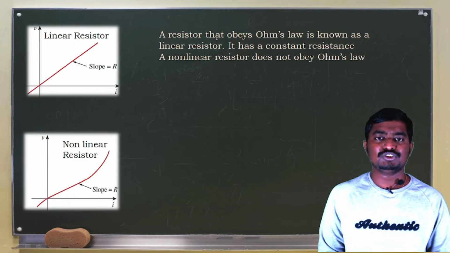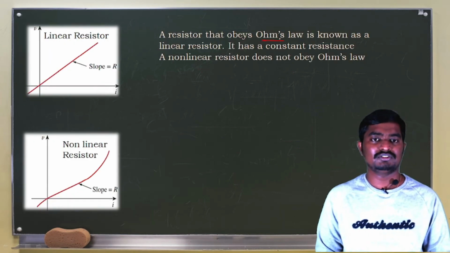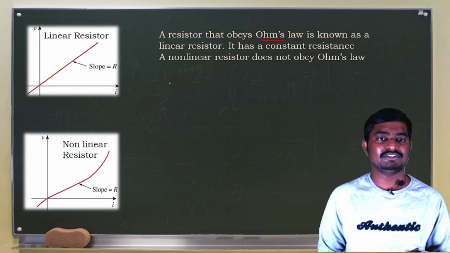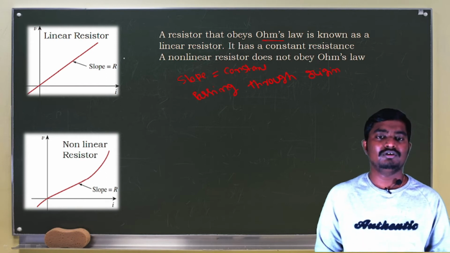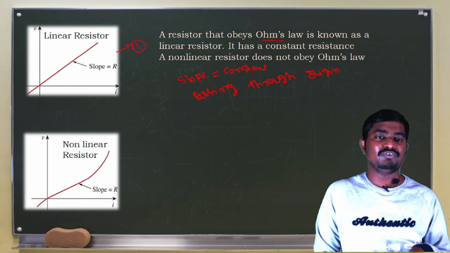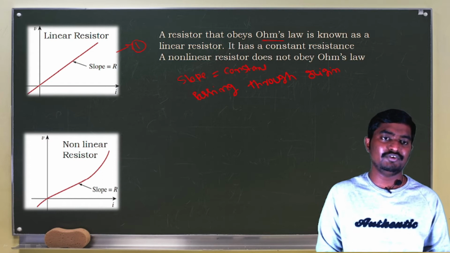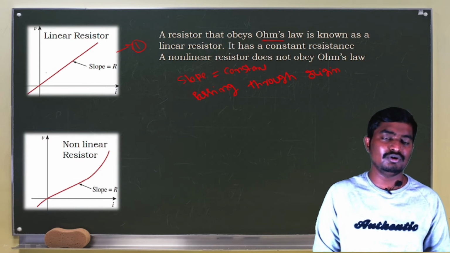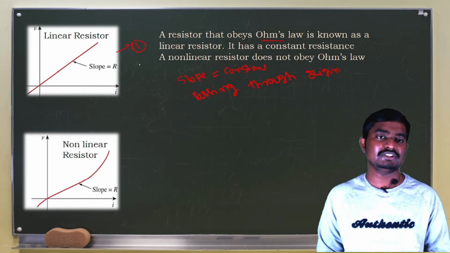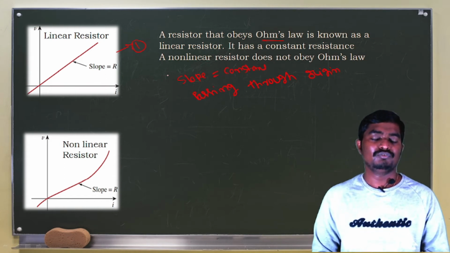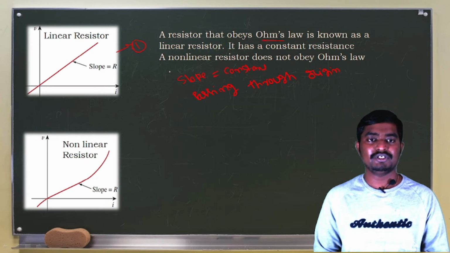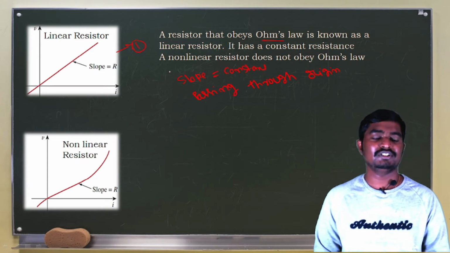A resistor which obeys Ohm's law is known as a linear resistor. For a linear resistor, the slope is constant and it is passing through origin. When we look into curve number 1, the slope of the curve is constant, it is not variable, and it is passing through origin. So when these two conditions are satisfied, it is said to be a linear element. So we can say that a resistor which obeys Ohm's law is known as a linear resistor.